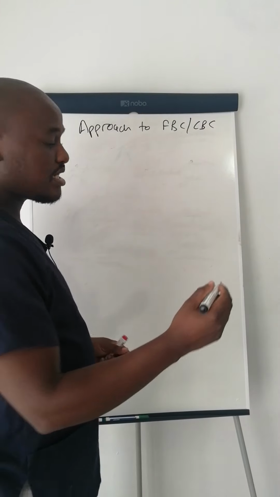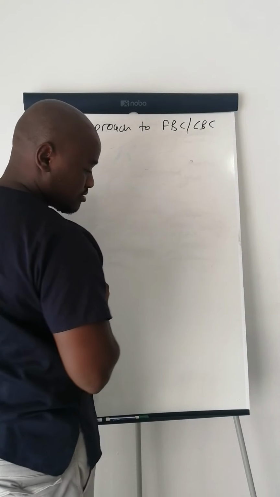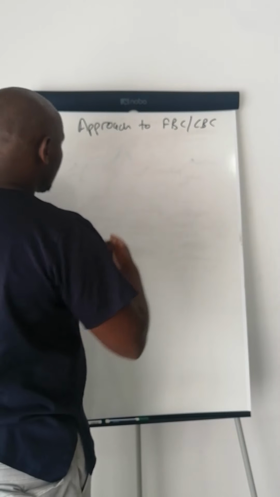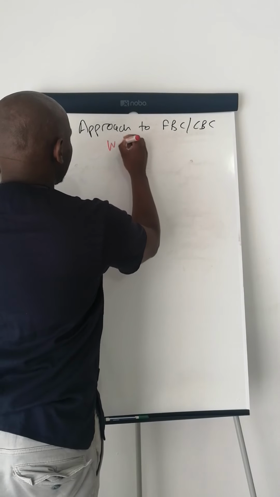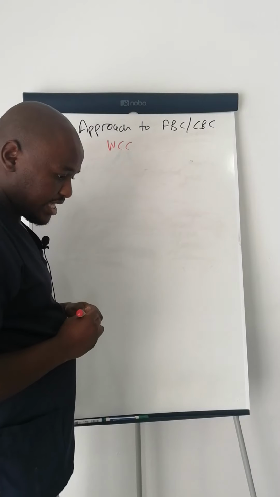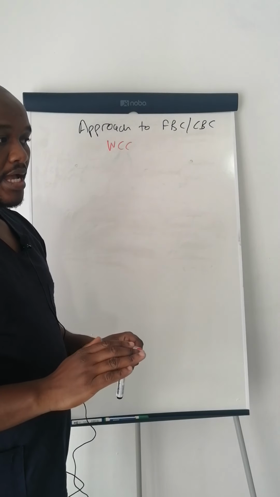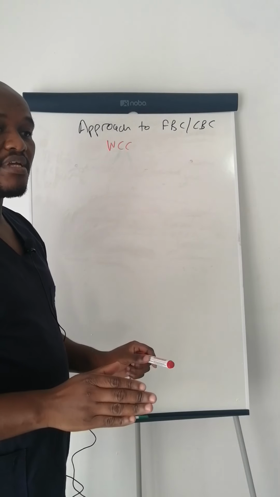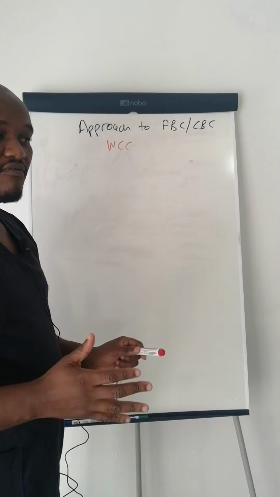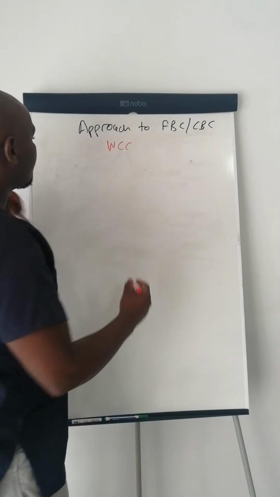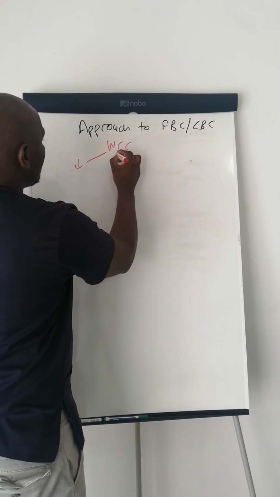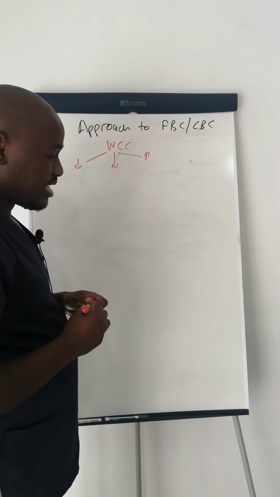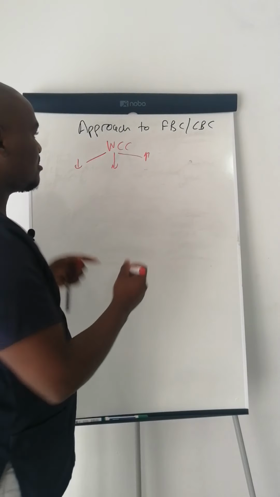I would first look at the white cell count, and decide: are we having normal leukocytes, or are we having leukocytosis, or are we having leukopenia? Low, normal, or high? If we talk about high, how high is high?